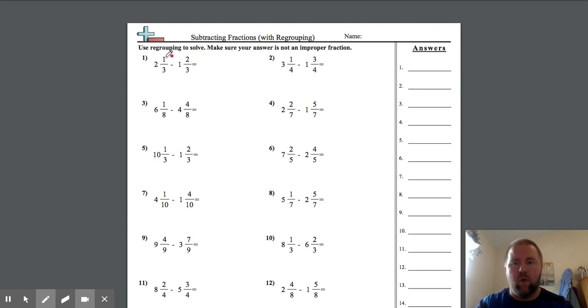We have a 1 as our numerator and a 2 as our numerator. We can't do 1 minus 2, so this is where we borrow. We're going to cross out this 2 and make it a 1. This is the part that we usually get stuck on, so I want to make sure you're clear, guys.